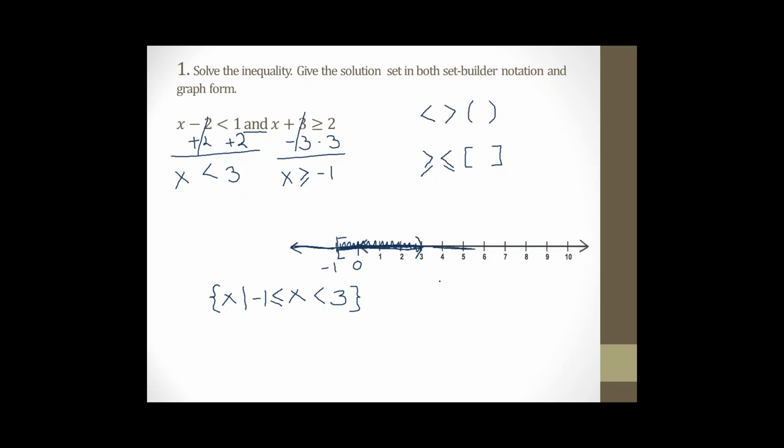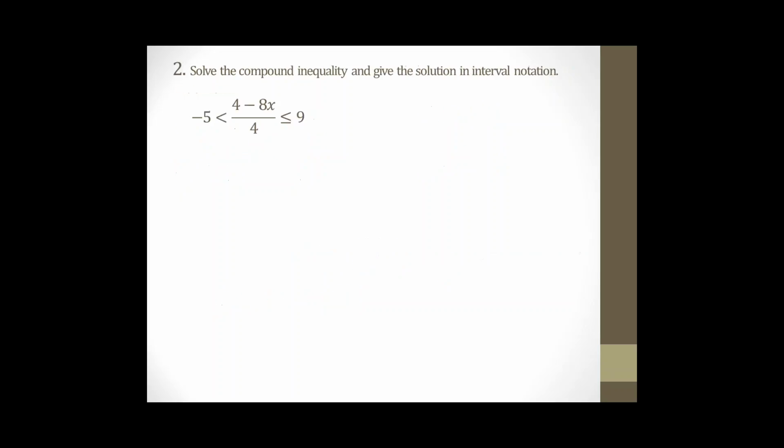Okay, no questions, and let's move on to number 2. Number 2 is solve the compound inequality and give the solution in interval notation. So we basically have two inequality signs. What we have to do is solve for x, and x is going to stay in the middle.